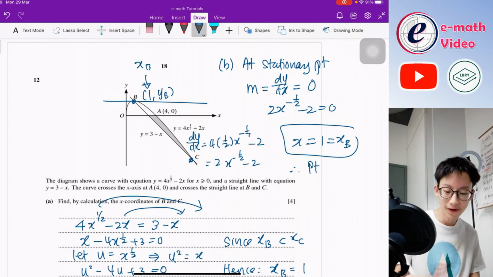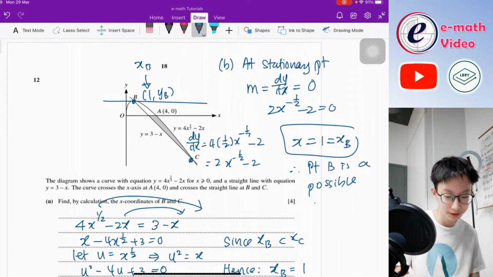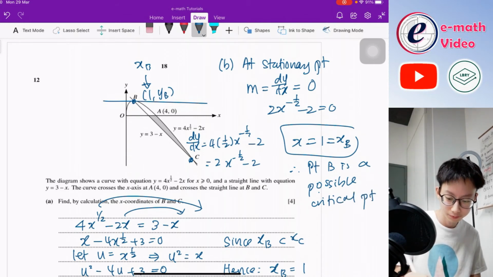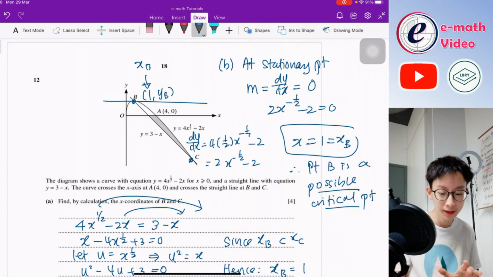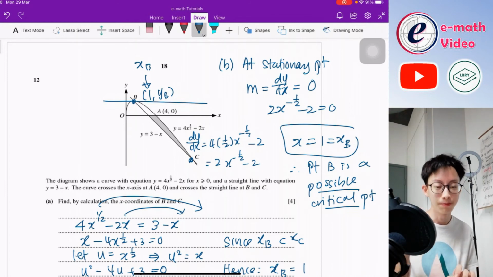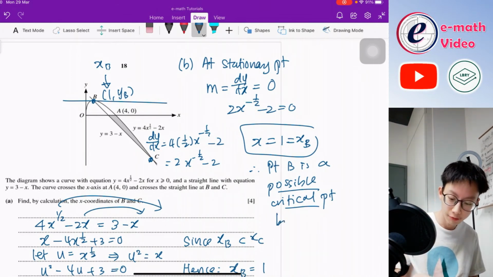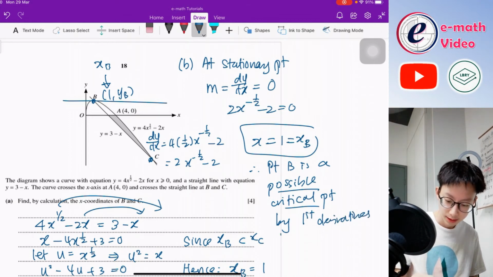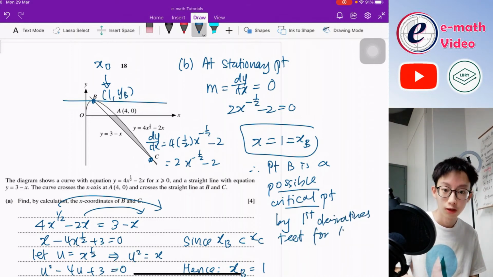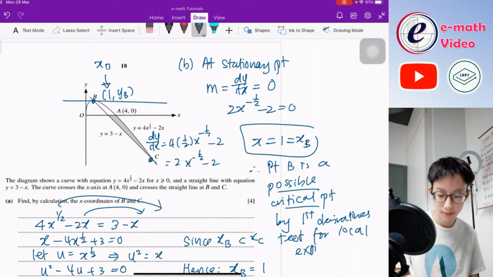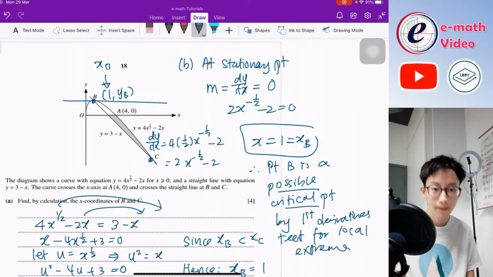Hence, we can say that point B is a possible critical point. It's only a possible critical point, because in theory, it is only a possible critical point. It may not be that one. Anyway, just write a possible critical point by first derivative test for local extrema. Alright?